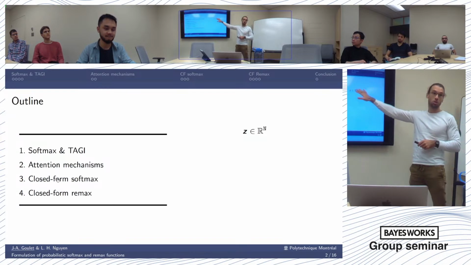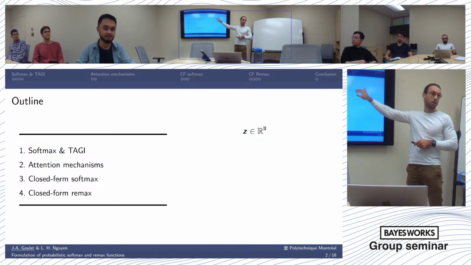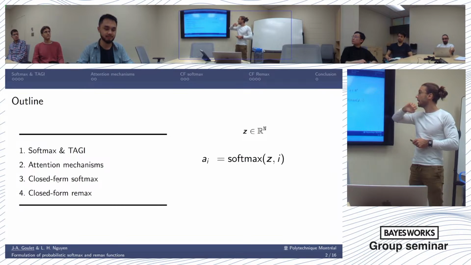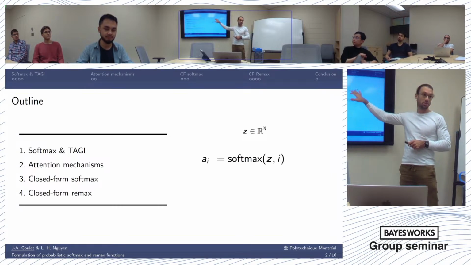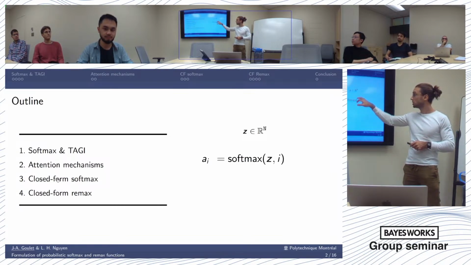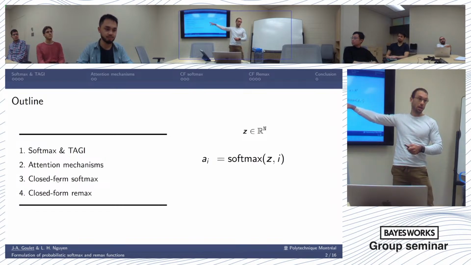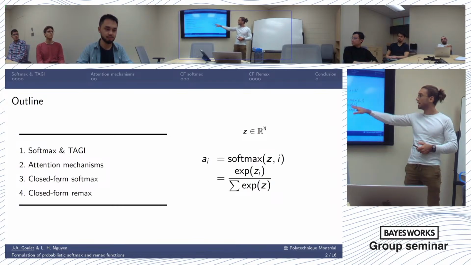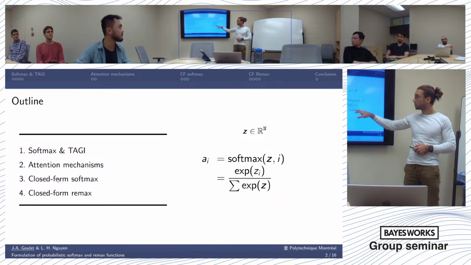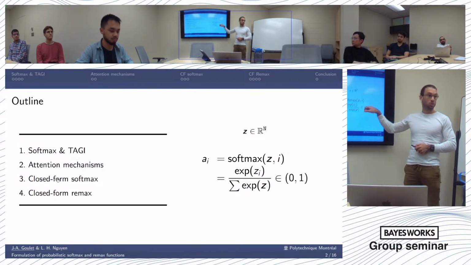So let's assume that we start with a real valued vector in n dimensions. What we want is to pass this vector into a softmax function, such that if we pass the vector and the component i, an indicator variable, we want an output A. That output A is going to be computed by the exponential of the ith component of my z vector divided by the sum of the exponential of all the components of my vector. And this output is going to be somewhere between 0 and 1.